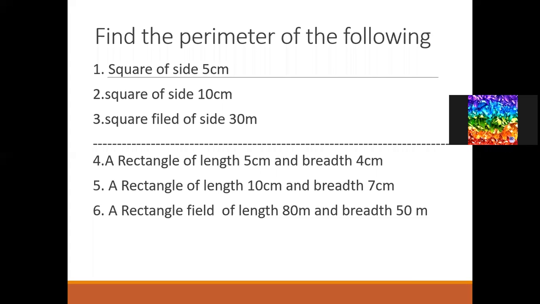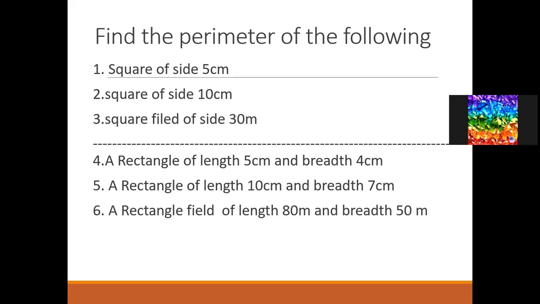Write the formula in each and every question. Though you know the formula, if you write it in each question, that will give a revision of the formula. So everyone should write the formula in all the problems. Perimeter is 2 into length plus breadth. You can find it by the normal method, the sum of all 4 sides, but the easy method is using the formula. Length and breadth are given.